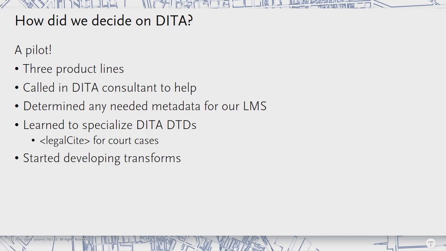But how did we decide on it? So we did a pilot. This was in 2013. We chose 3 product lines. I think at this point we have maybe 24 product lines. So we chose 3 that we thought were representative of everything else. We called in a DITA consultant to help us.